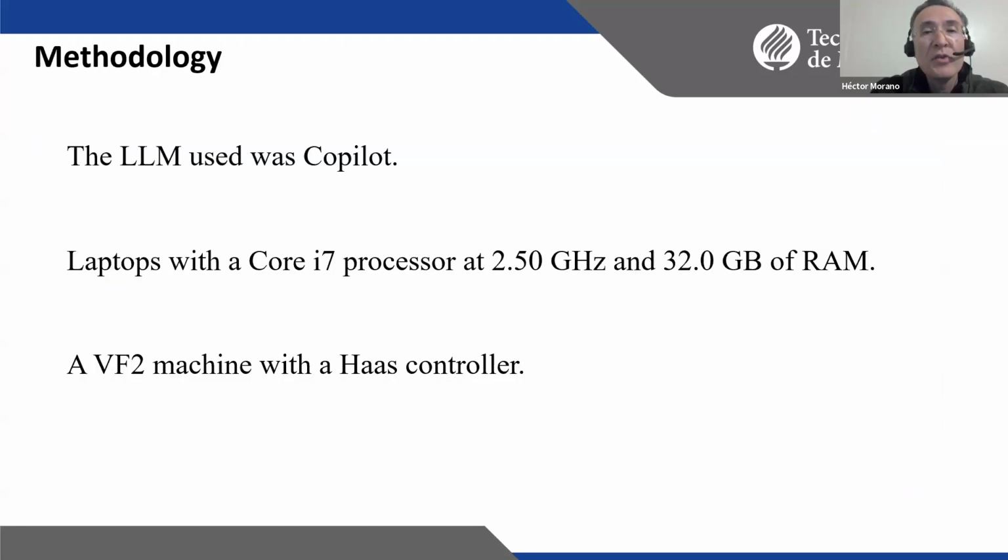Now I will describe the methodology and its main components. Let's start with the research context. The LLM we used was Copilot. The computers on which the interactions with the LLM were tested were laptops with an Intel Core i7 processor at 2.5 gigahertz and 32 gigabytes of RAM. The CNC milling machine used to test the G code was a BF2 machine with a Haas controller, a 22 carousel, and a max spindle speed of 8,100.